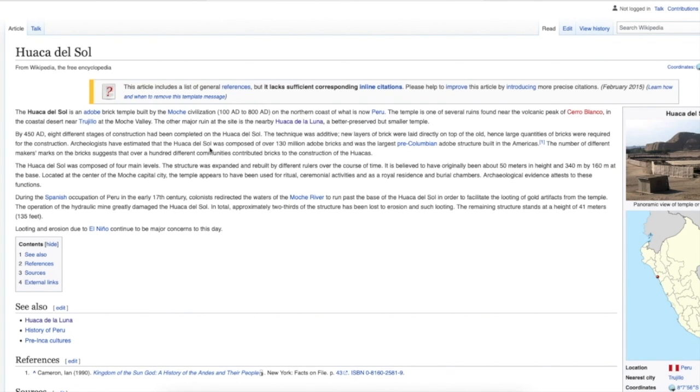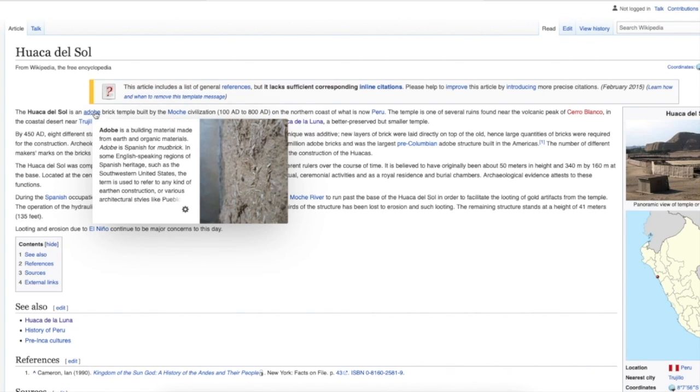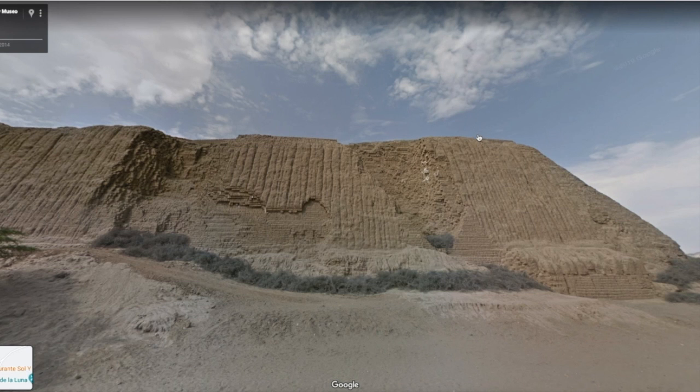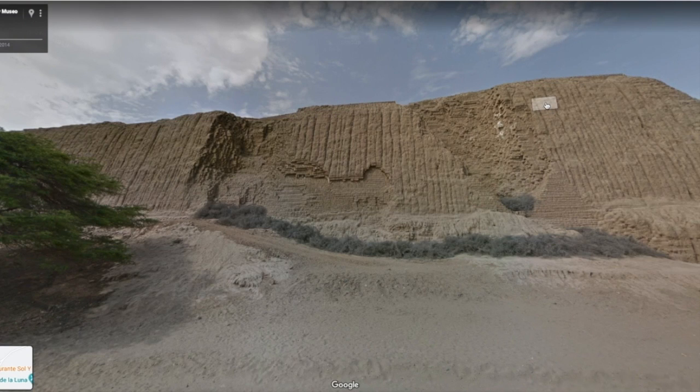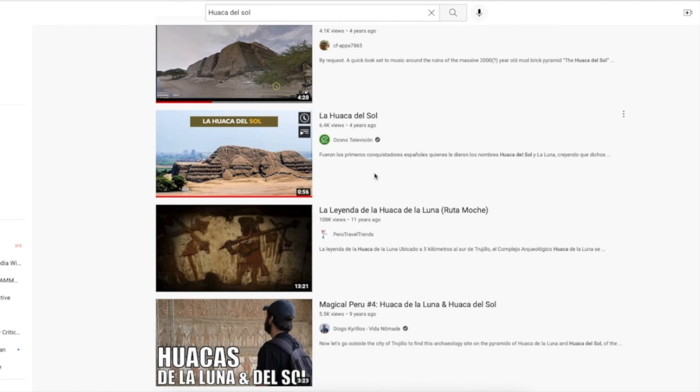The Huaca del Sol is an adobe brick temple. So here we go. What is adobe? They tell us it's shitty mud with grass added to it. Come on. If you're still at the mud and grass phase of your development, you're not building a temple like this. And let's look at the condition of this thing.